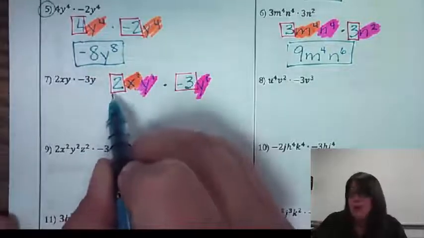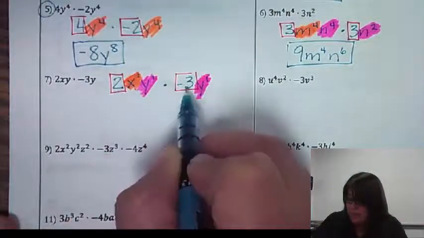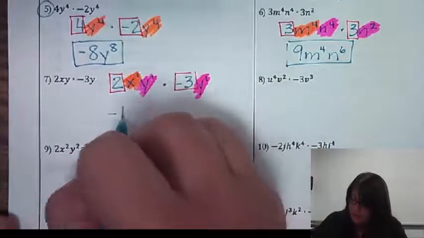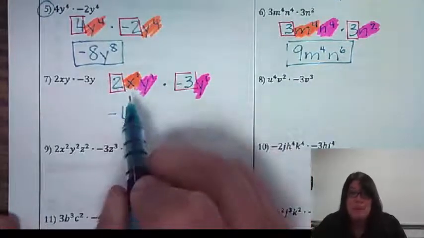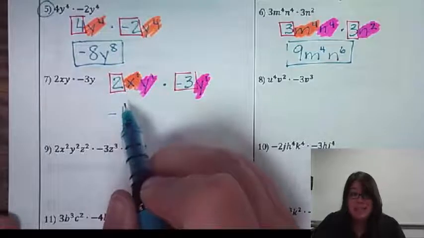Now I multiply my coefficients. 2 times -3 is -6. And I'm going to add the exponents on my bases, making sure to keep the bases the same.